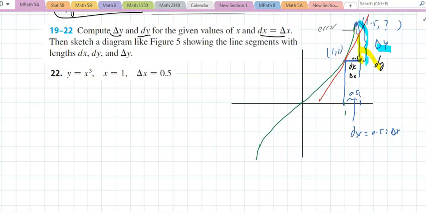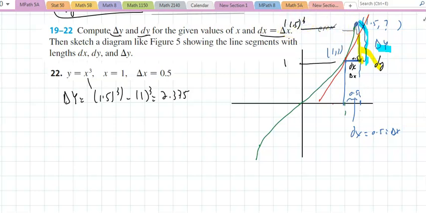Well, this is how it works. If I really want to figure out what delta y is, what the actual change is, well, that is actually 1.5 cubed minus 1 cubed. And if I plug this in a calculator, that's 2.375. Basically what I did, there's the 1, and there's the 1.5 cubed, right? Whatever that is.